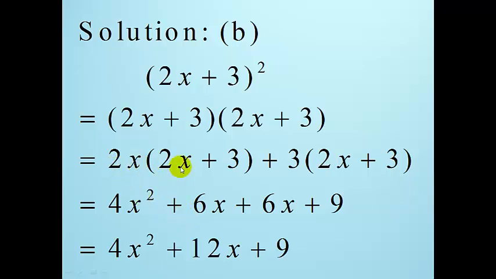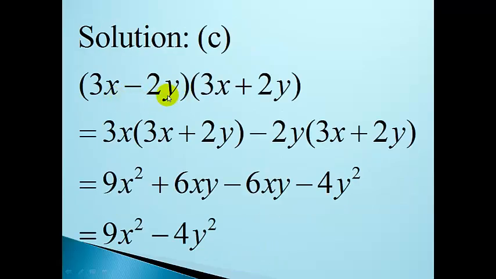Plus 2x times 3 equals 6x. Plus 3 times 2x equals 6x. Plus 3 times 3 equals 9. Now we have 4x squared plus 6x plus 6x equals 12x, plus 9. So we have 4x squared plus 12x plus 9.